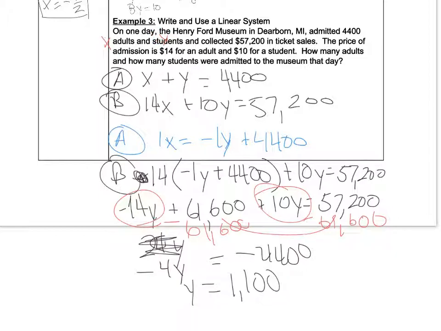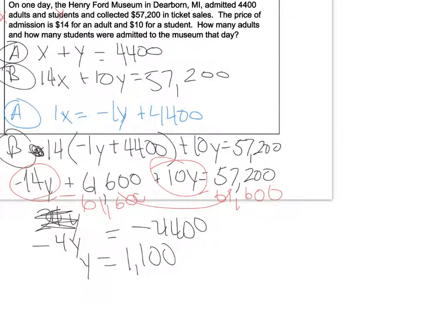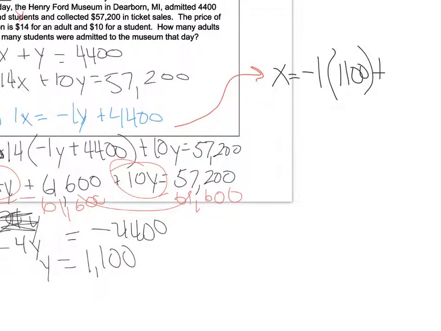Now we need to figure out how many adults. Now again, go back to what you've already done. You need to know how many adults? That was x. X is solved for right here. So all you got to do is, let's scroll over here a little bit, and let's take this equation right here. So we're going to say x equals negative 1. Instead of y, we're going to say 1100 plus 4,400.